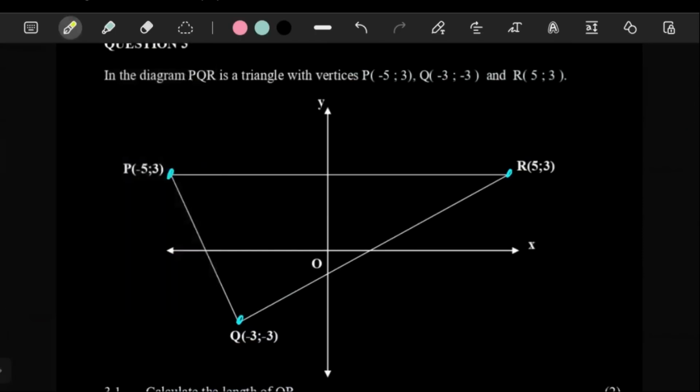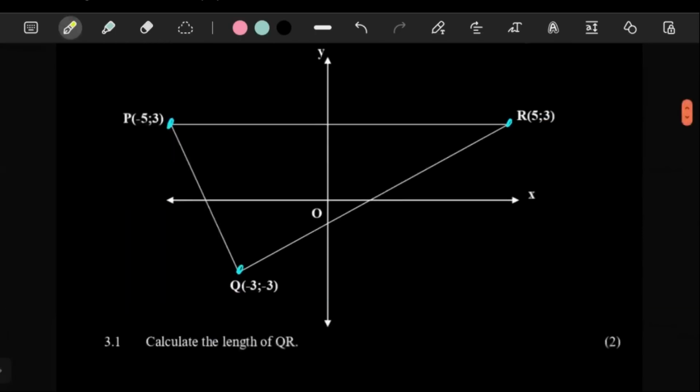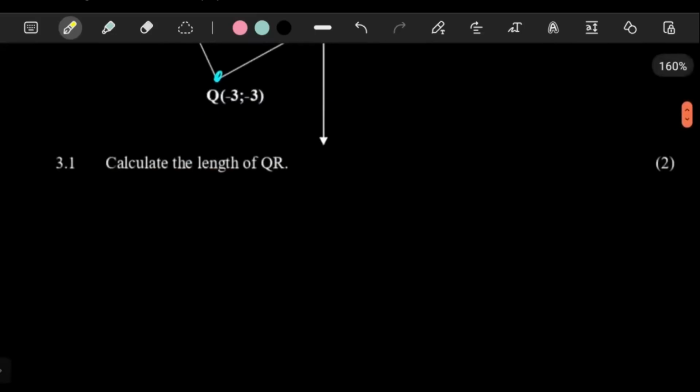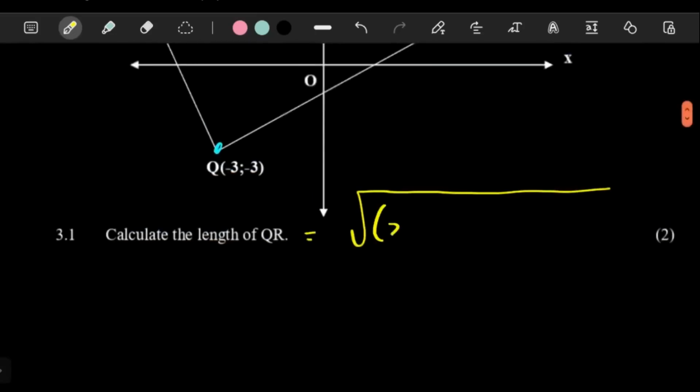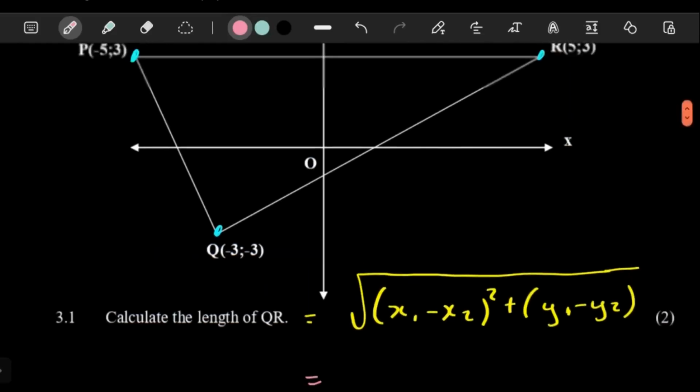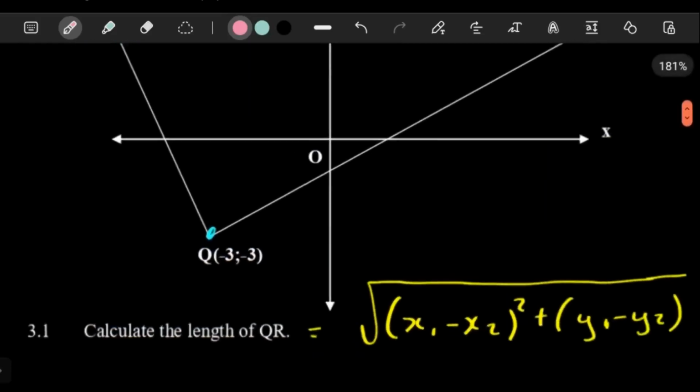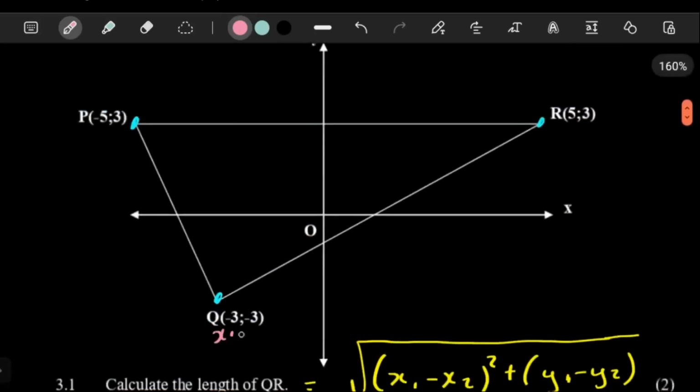Calculating the length of QR is very easy. You're going to have the square root of (x1 minus x2) squared plus (y1 minus y2) squared. That's the big idea. If you look at the coordinates, we have Q and R. So for Q and R, you have x1 and y1, and x2 and y2.